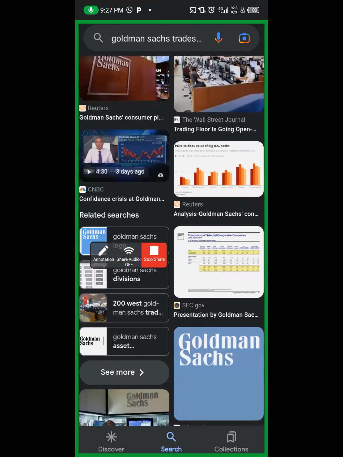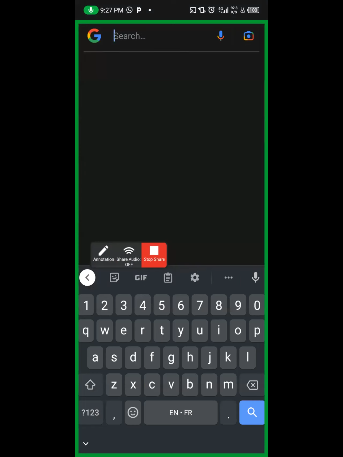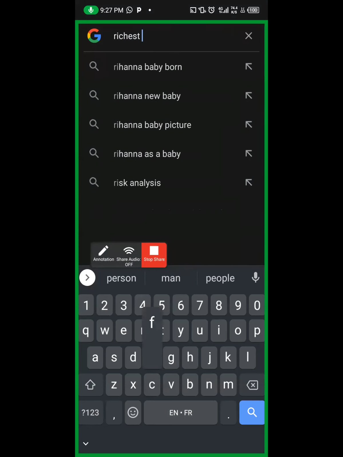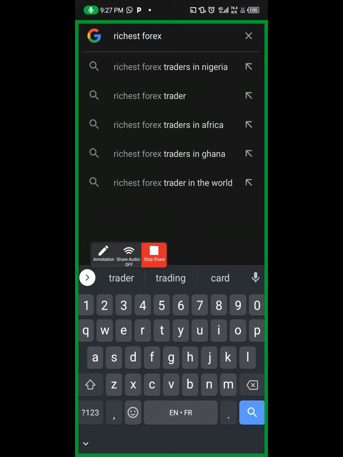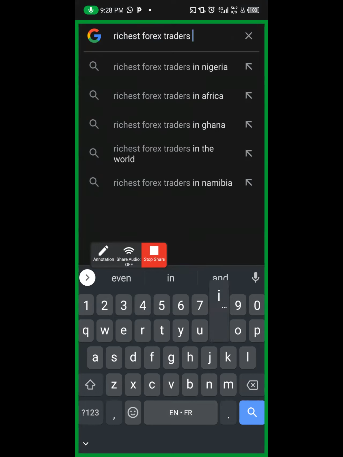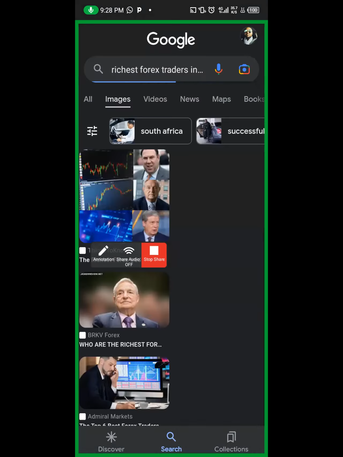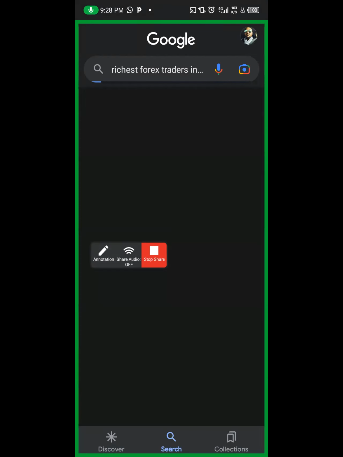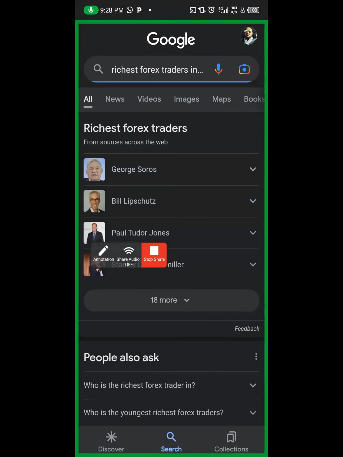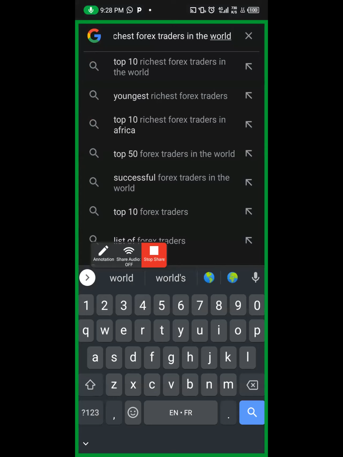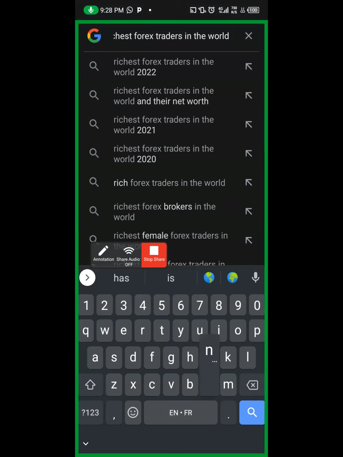If I show you this now, let me quickly show you something again. The richest Forex traders in the world, not in Nigeria. The last time I did it in Nigeria, right? Let me say in the world. I want you to see something now. You'll be shocked. These are their faces. This guy is the first, the richest, George Soros. And let me check their net worth. I want you to know the future of what you are doing.